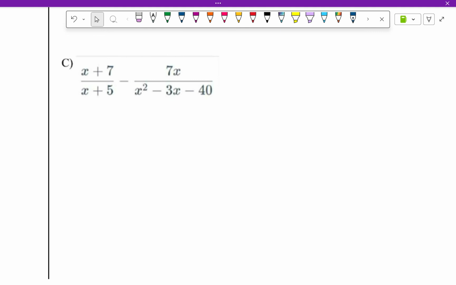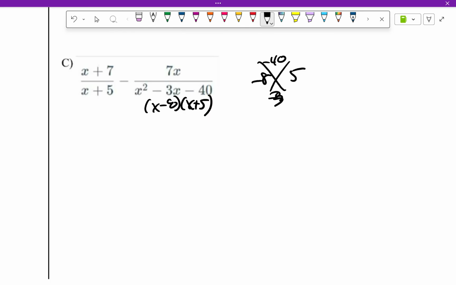Okay, two numbers that multiply to negative 40 and add to negative 3. What'd you get? Negative 8, positive 5. Okay, so x minus 8, x plus 5. Perfect. What are we supposed to create next? What's the name of the vocabulary there? We have to create the LCD. Okay, everybody do that. Just create your LCD.